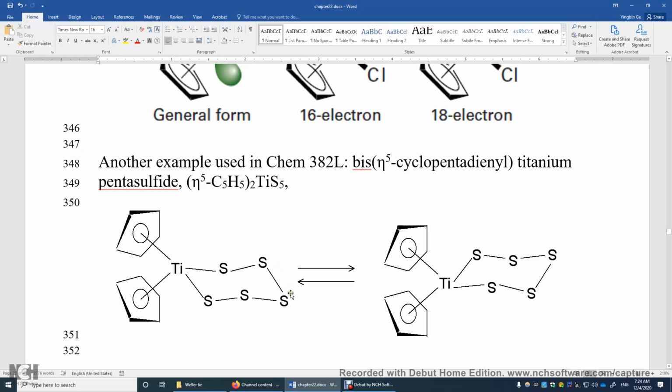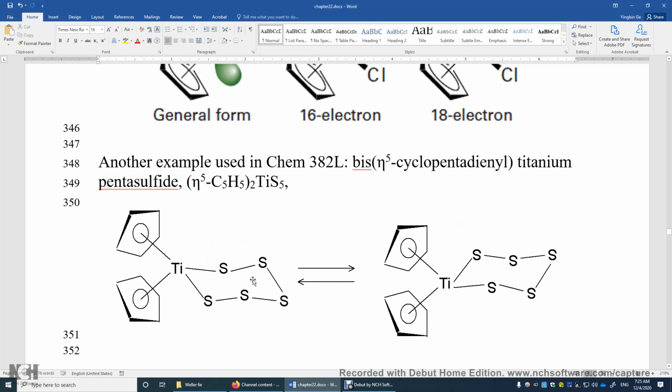These 3 are sulfur 0, these 3 are neutral. So this is again titanium 4+ with a negative charge here, a negative charge here, a negative charge here, a negative charge here. So overall this complex is neutral. And this titanium is surrounded by how many valence electrons? 2, 2, 6, 6. A total of 16 electrons.